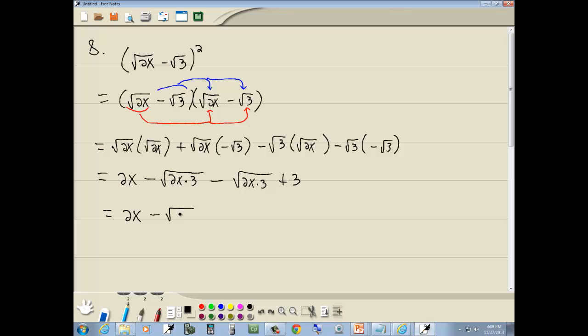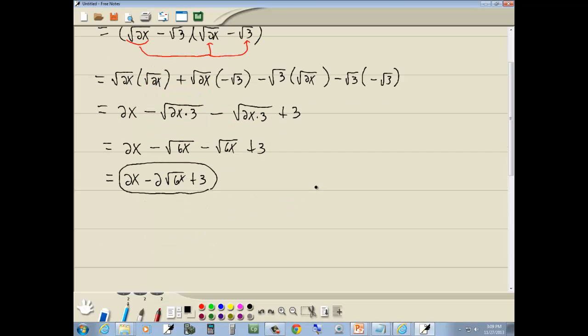Minus 2x times 3 is 6x, minus square root of 6x plus 3. These radicals are the same, so I can combine the numbers that are in front of them. Here's an invisible 1, so -1. Here's an invisible 1, so -1. -1, -1 is -2, square root of 6x plus 3. And that's our answer.